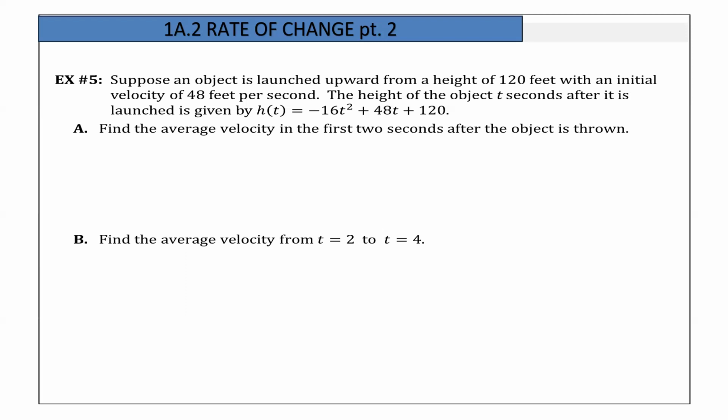Suppose the object is flying upward from a height of 120 feet with an initial velocity of 48 feet per second. The height of the object, in feet, t seconds after it is launched, is given by h(t) over the given interval. The units of measurement. Okay.